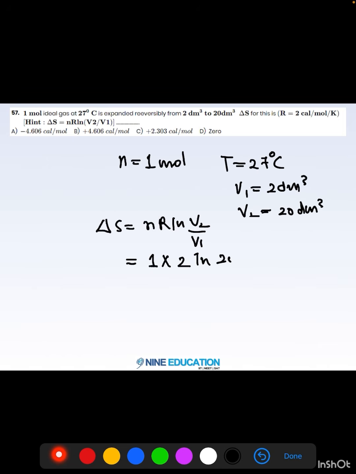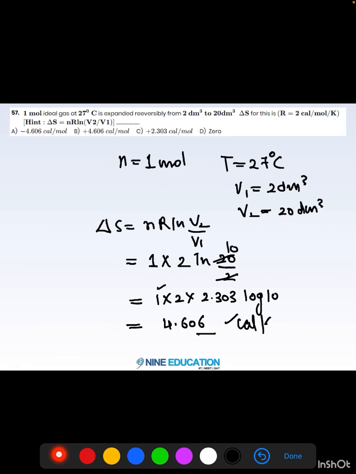V2 by V1 means 20 by 2, which gives 10, and we convert ln 10 into log 10. We have 1 into 2 into 2.303 into log 10. So log 10 will be equal to 1, and 1 into 2 into 2.303 will clearly be 4.606. So delta S value will come 4.606, and the unit, with 1 mole and 2 calorie per mole per Kelvin, means the unit of delta S here will be calorie per Kelvin.